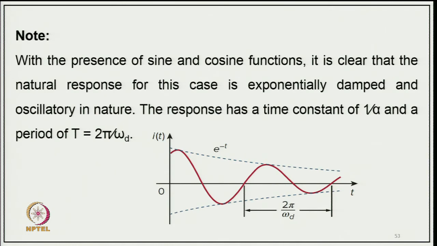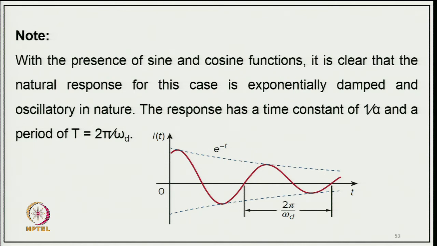With the presence of sine and cosine functions, it is clear that the natural response of this case is exponentially damped and oscillatory in nature. So, the response has a time constant of 1 upon alpha and a period T equal to 2 pi upon omega d.